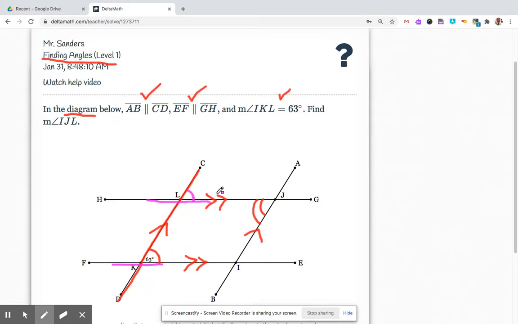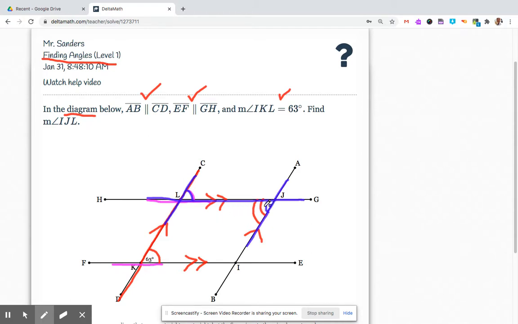Okay. And then I'll change colors a little bit. So now I'm looking at this transversal cutting through these two parallels. So that means this one right here and this one right here have to match. This one I do know the name. This is alternate interior.